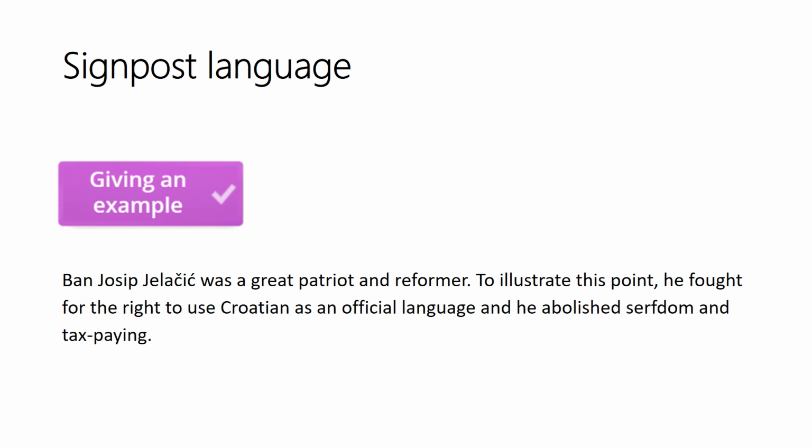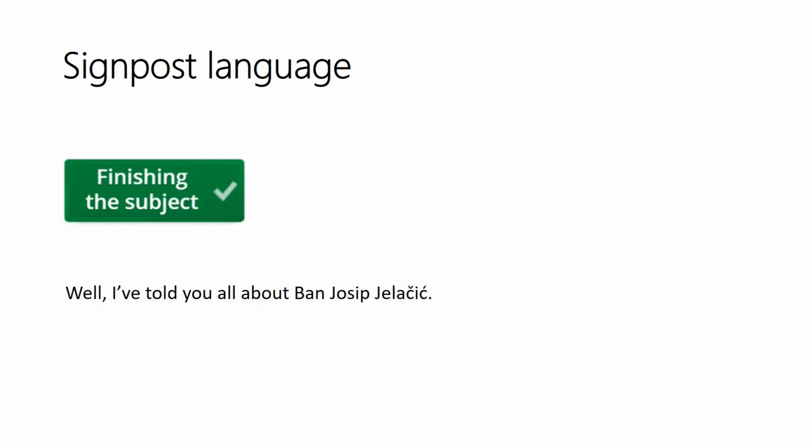You may also want to give an example. In this case, just say, Ban Josip Jelačić was a great patriot and reformer. To illustrate this point, he fought for the right to use Croatian as an official language, and he abolished serfdom and tax paying. Sometimes, instead of using signpost language to start a new subject, you will use signposts for finishing the subject, like, well, I've told you all about Ban Josip Jelačić.